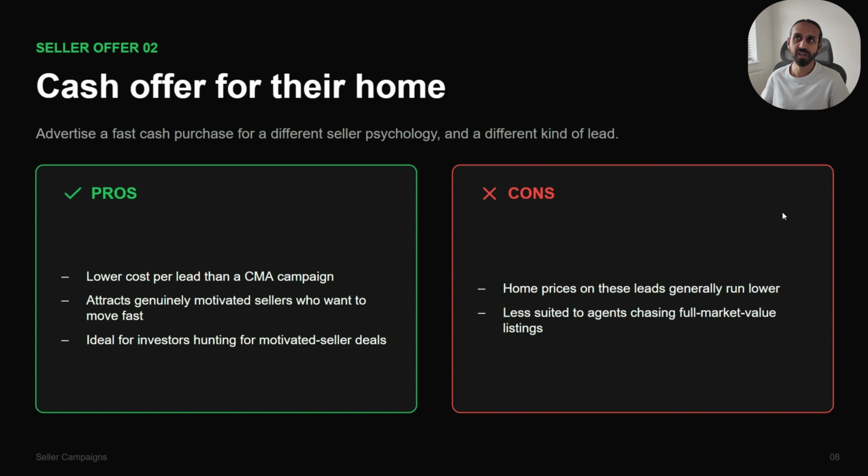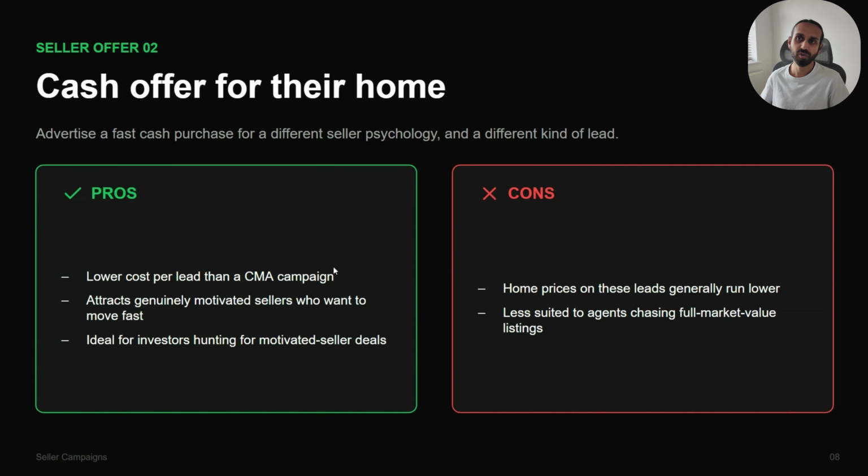The second offer is a cash offer for their home. So we advertise a fast cash purchase for a different seller psychology and a different kind of lead. The pros of this is we get a lower cost per lead than a CMA campaign. It attracts genuinely motivated sellers who want to move fast, and it's ideal for investors hunting for motivated seller deals.